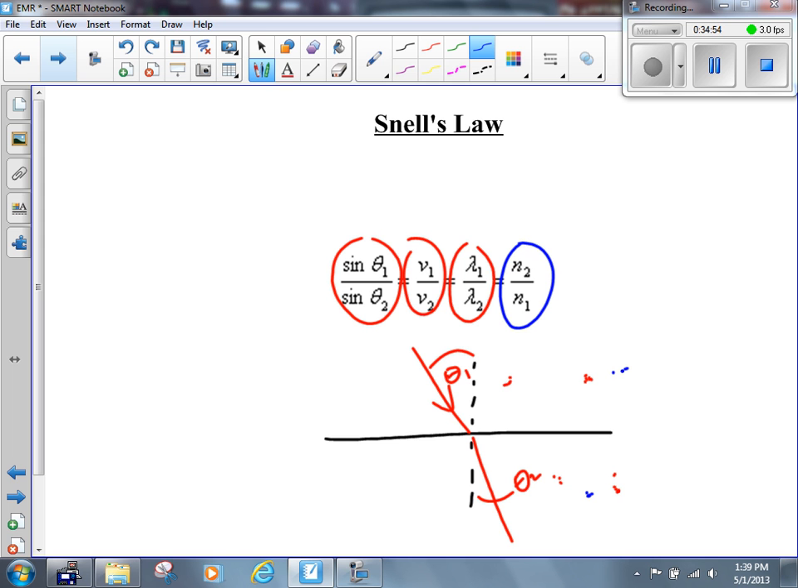Hence, lambda 1, lambda 2, v1, v2, theta 1, theta 2, n2 over n1. Now you can see there's 4 parts to this equation. You're only ever going to need to use 2 of them. Write down your givens, pick whichever 2 parts happen to fit. It's as simple as that.